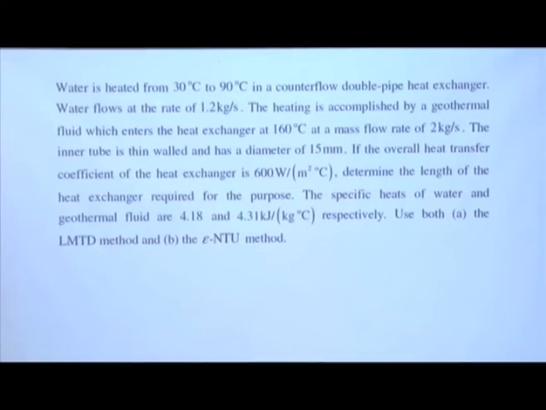Specific heats are not given? No, specific heats are given at the end. The inner tube is thin walled and has a diameter of 15 millimeter.